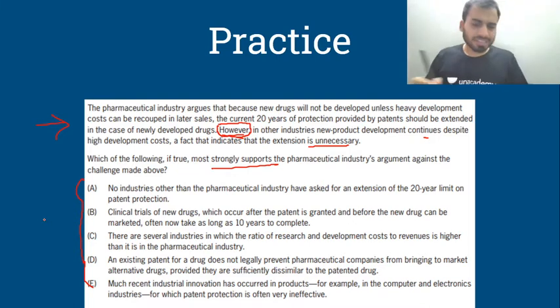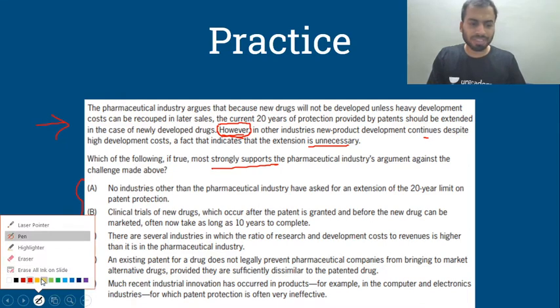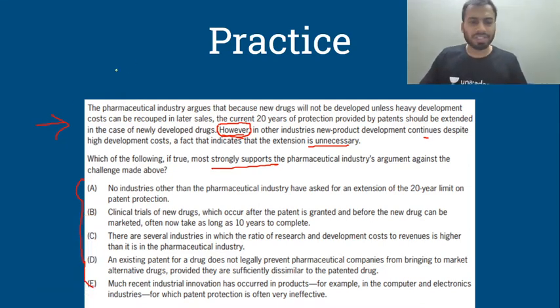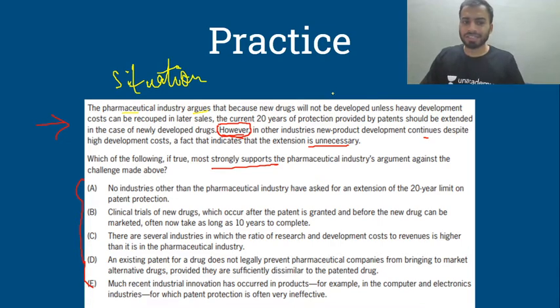Right, so let's just discuss the situation of the passage while you try to zero in on the answer. What is the situation in the passage? What is the premise? The situation in the passage is that the pharmaceutical industry is saying that development of new drugs is very, very costly. So, if we are to recoup those costs in sales, we need more time.